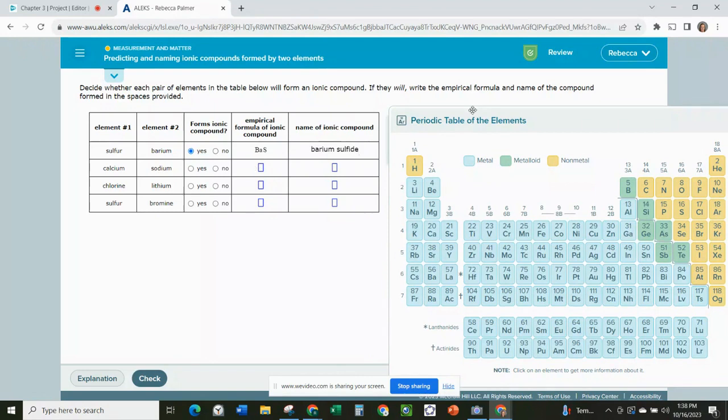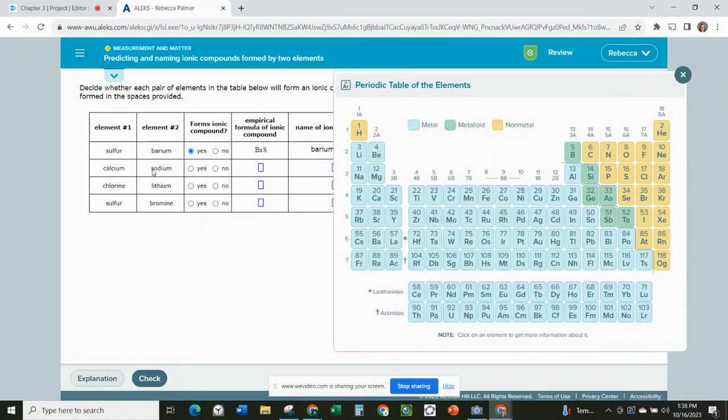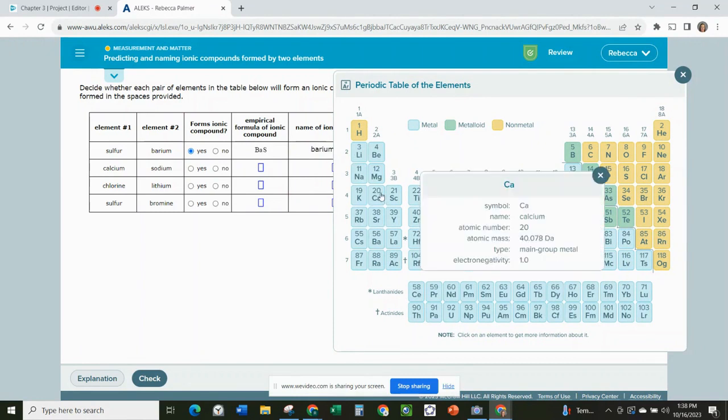Okay, next one, we have calcium and sodium. So we're looking for, do we have a metal and a non-metal? So calcium is here, that's a metal. Sodium is here, that's a metal. So both of these are metals, so that will not form an ionic compound, and that's all we have to do.